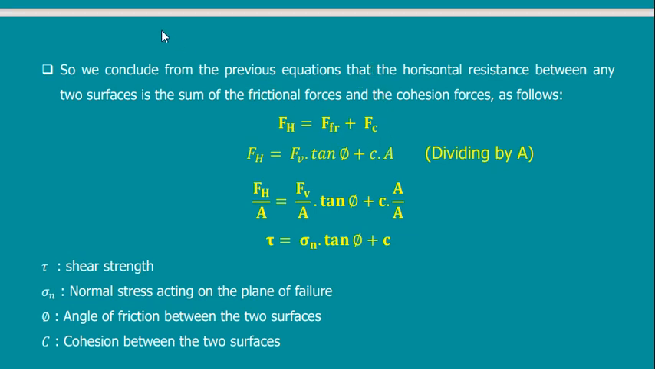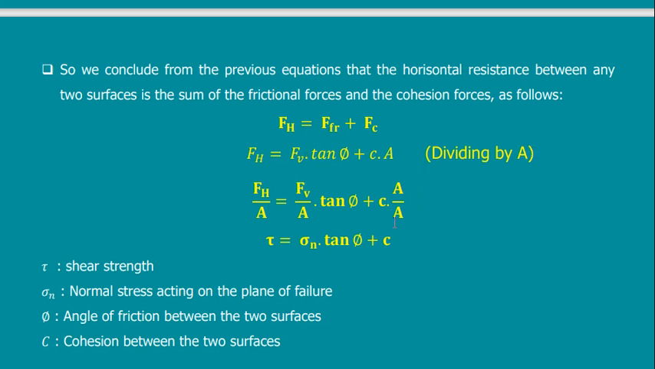So to conclude from what we have studied, there are two types of forces: frictional forces and cohesional forces. Both, when summed together, give us the horizontal force that prevents sliding. What is this horizontal force? It is FV multiplied by tan phi, this is the frictional part, and C multiplied by A, this is the cohesional part. This is the start of our equation.